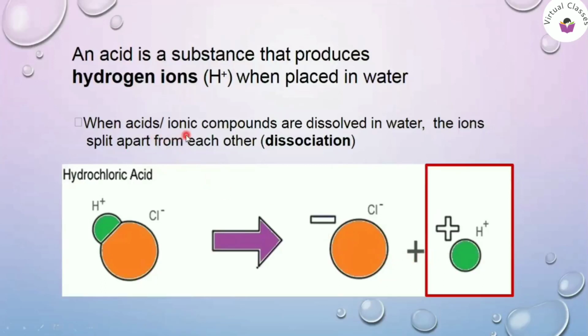Hence, when acids or ionic compounds are dissolved in water, the ions split apart from each other, which is known as dissociation. If we take the case of HCl, it is composed of a cation which is H+ and an anion which is Cl- or chloride ion. When it is dissolved in water, it splits apart into chloride ion and hydrogen ion.